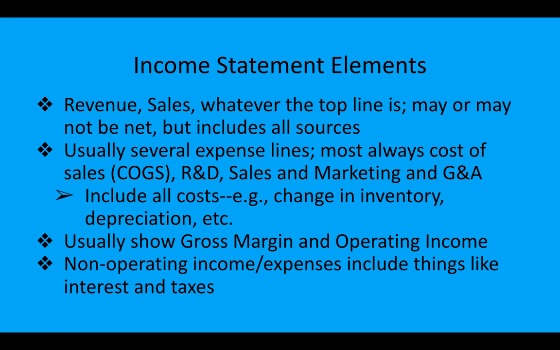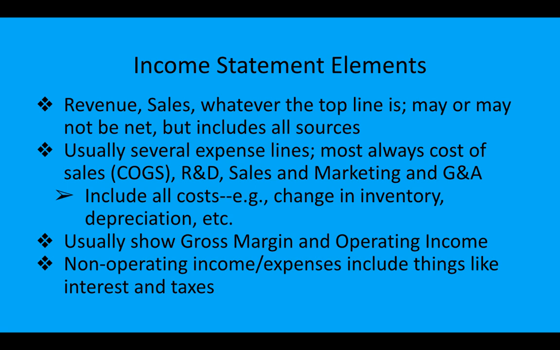There are usually several expense lines, but almost always the very first one is some sort of thing called cost of sales or cost of goods sold or cost of products or something like that. And then usually they break down how much they're spending on research and development, sales and marketing, and then general and administrative, as we talked about.